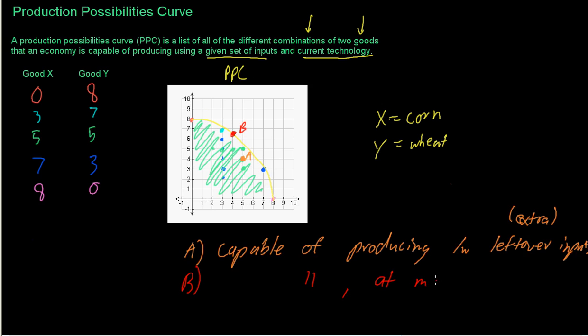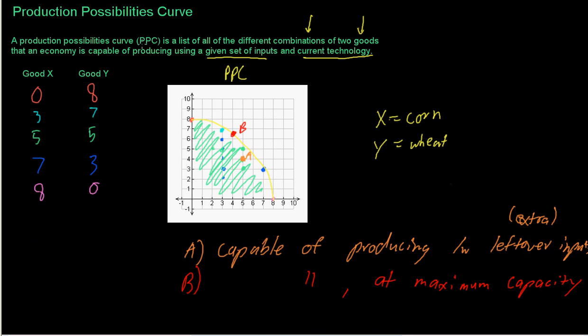And that's because that is your frontier. Hold on, I can't write. At maximum capacity. So point B right here, this is your frontier. This is the absolute maximum that you can produce, and that's just from the definition right here.